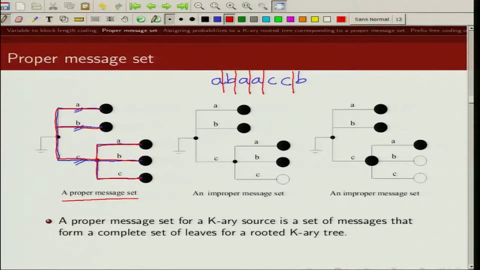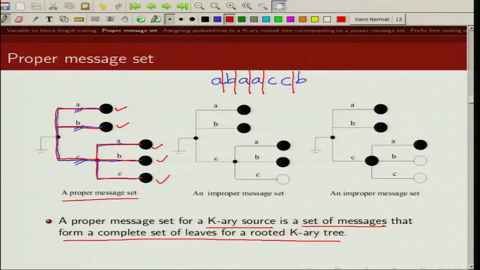So you can see here, if I am drawing this message set in the form of a tree, you note that all the leaves of this tree are being used for parsing my message sequence. So a proper message set of a query source is a set of messages that form a complete set of leaves for a rooted query tree.